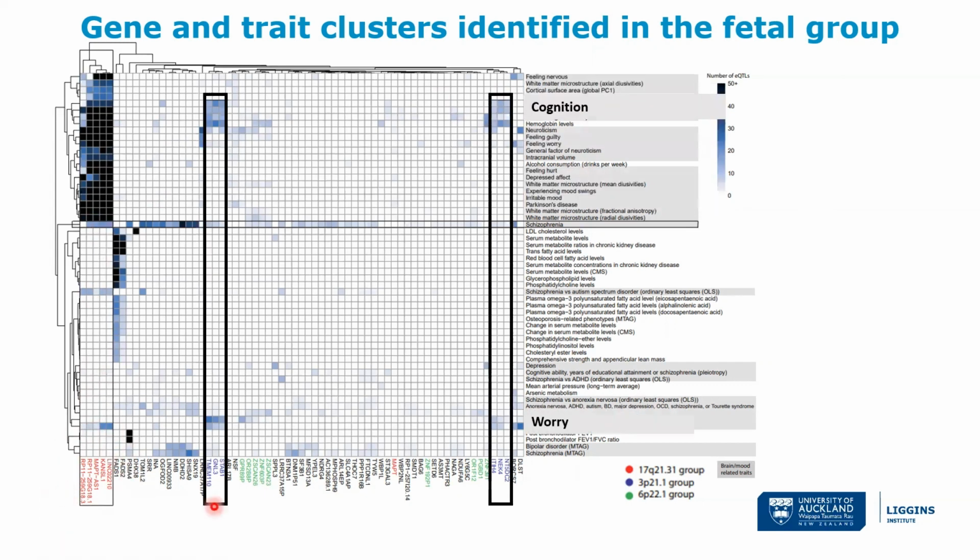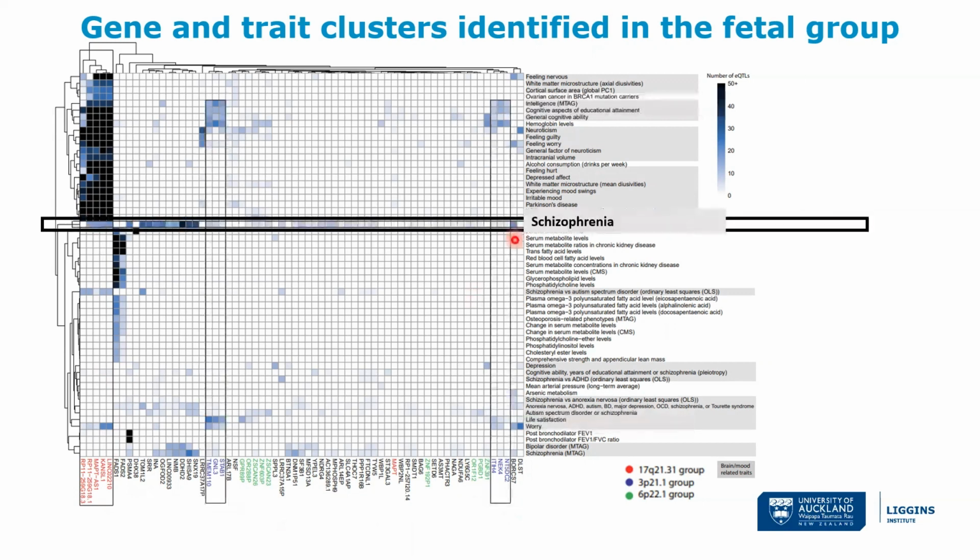We also found another cluster associated with cognition and memory and worry, and this time, all the genes at this cluster are at chromosome 3p21.1. Finally, we found many genes across the genome associated with the overlap between autism and schizophrenia.